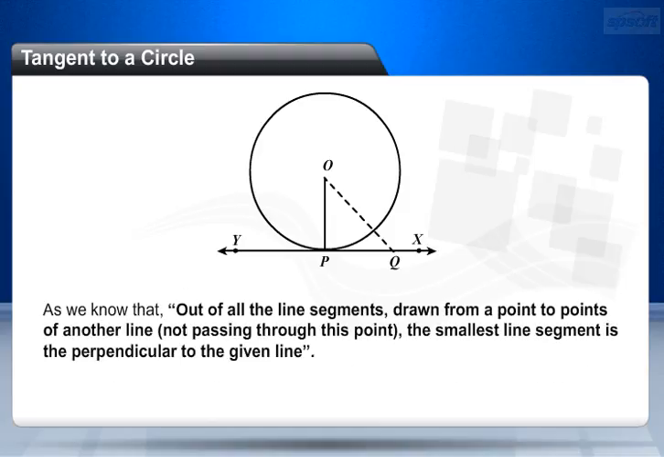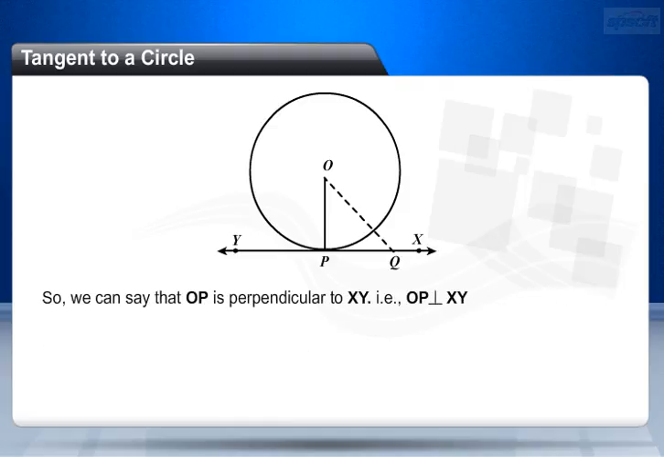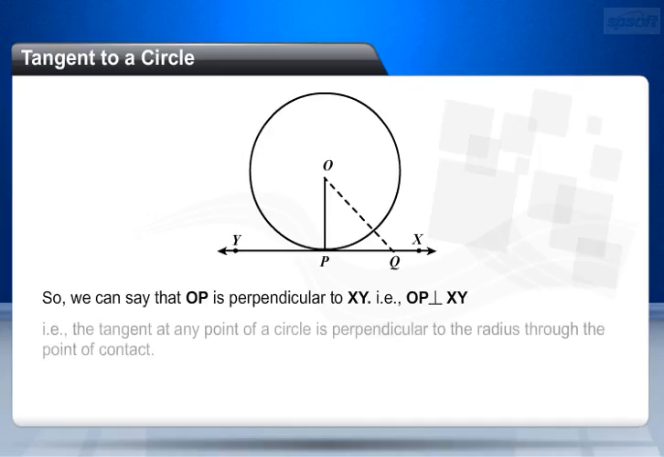As we know that, out of all the line segments drawn from a point to points of another line, not passing through this point, the smallest line segment is the perpendicular to the given line. So, we can say that OP is perpendicular to XY. That is, the tangent at any point of a circle is perpendicular to the radius through the point of contact. Hence proved.